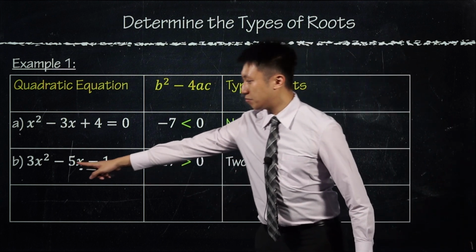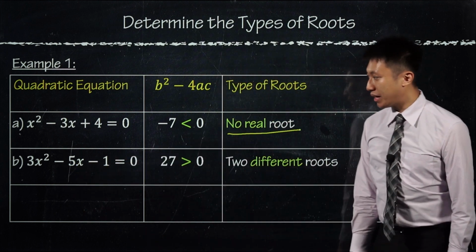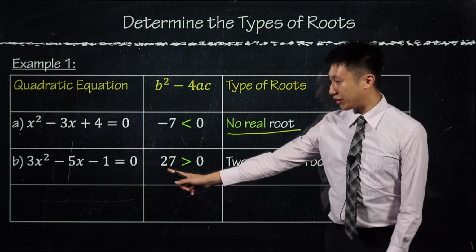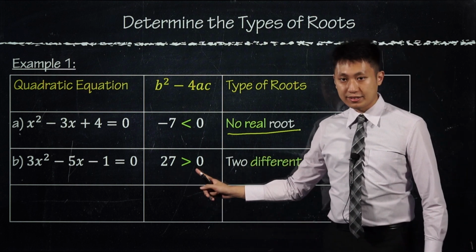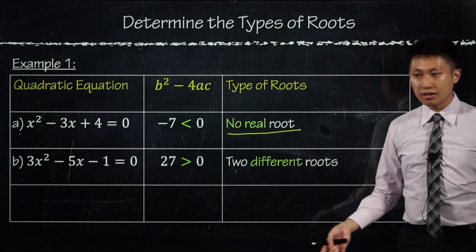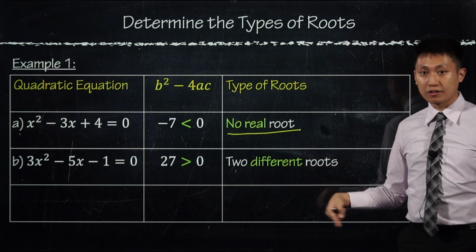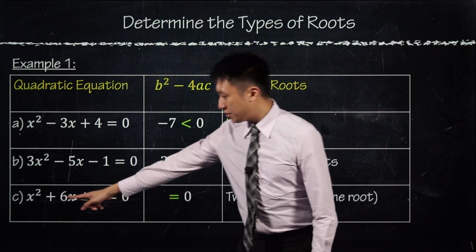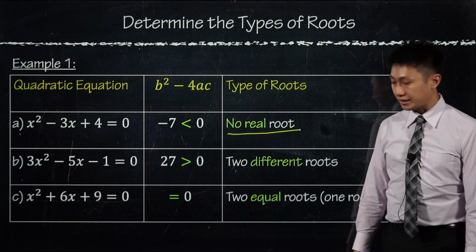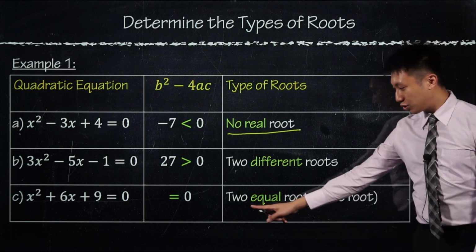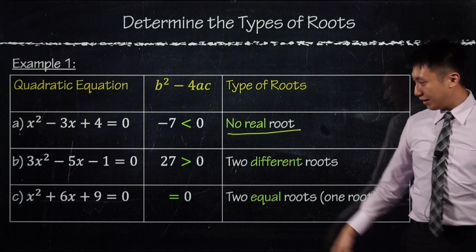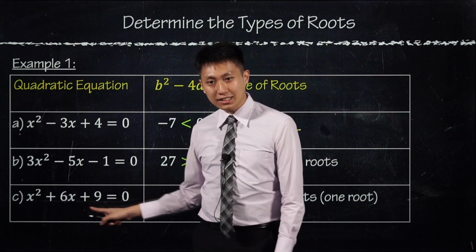Second, you got this one. b squared is 25, minus 4 times 3 times 1, so you get 13. Greater than 0. So greater than 0 means what? You have two different roots, or two distinct roots. Lastly, if you have this one, b squared minus 4ac equals 0, then you have two equal roots, one root only.